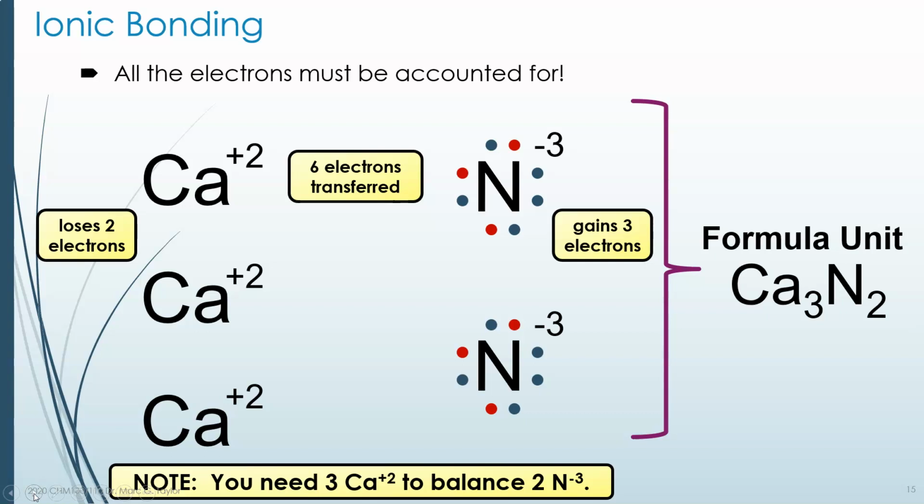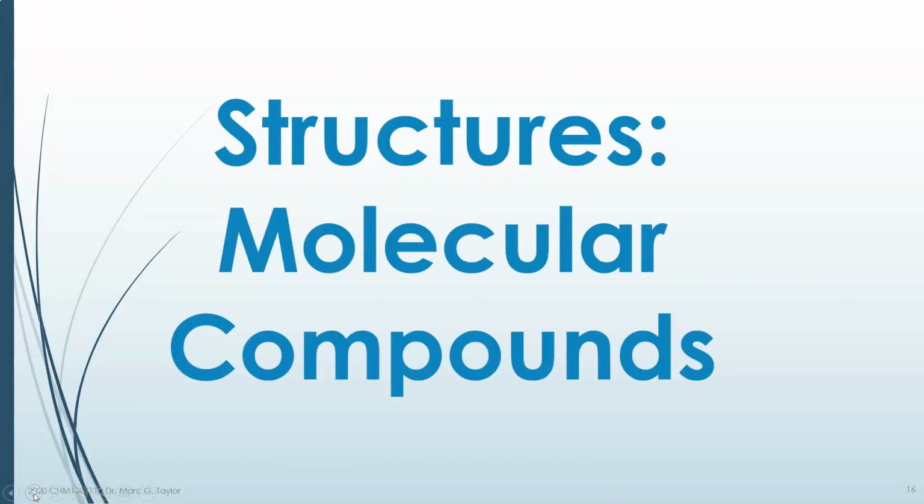In other words, you have this crystal with many, many calciums, many, many nitrogens, but they're in a ratio of 3 calciums for every 2 nitrogens, and that would be its formula unit.